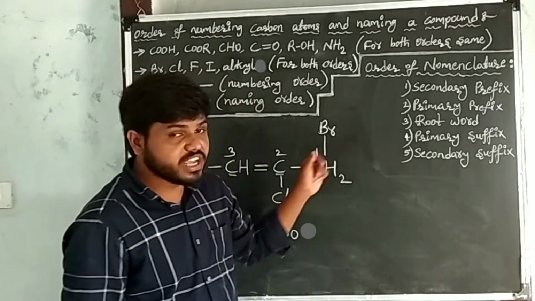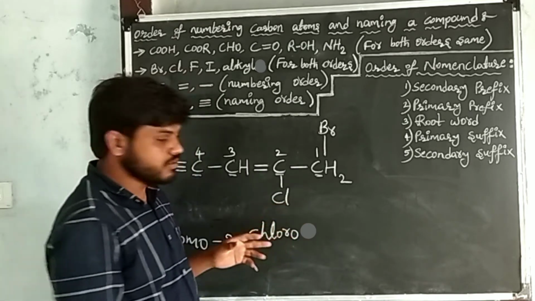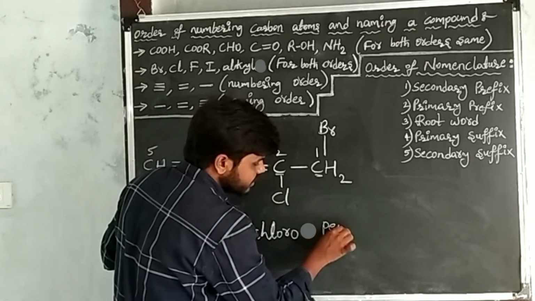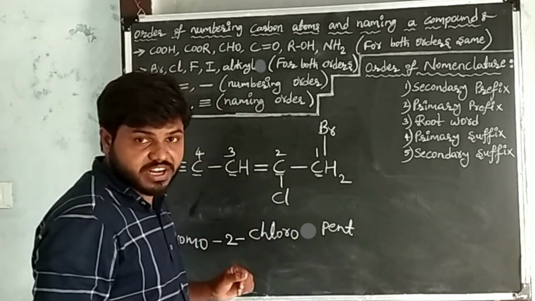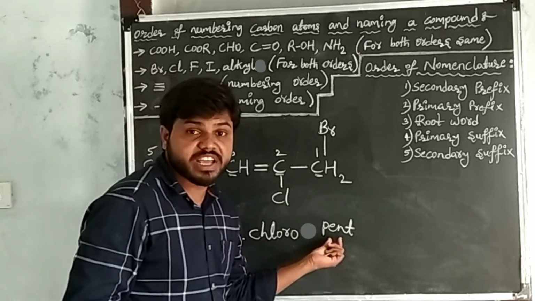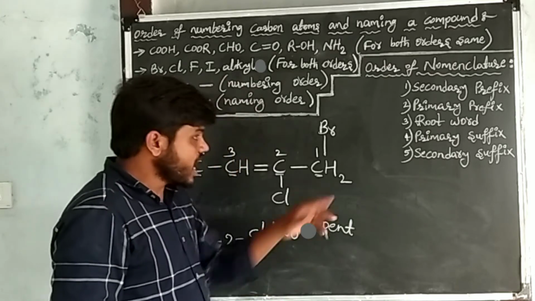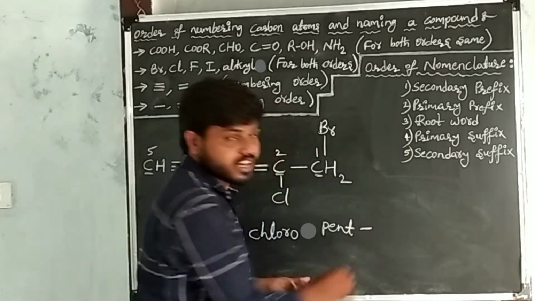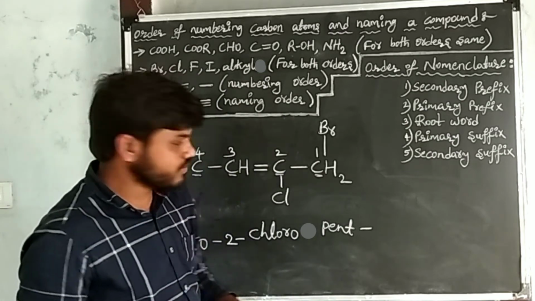The root word of 5 carbon atoms is pent. 5 carbons are there in the given compound. After writing the root word, go to the primary suffix.